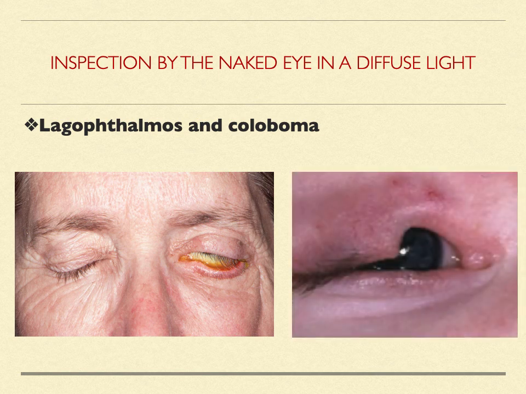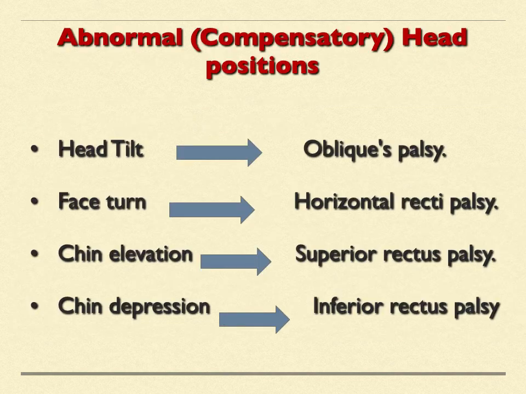Or sometimes he's closing the eye completely, but still the eye is not covered. Why? Because there's a defect in the lid, a congenital coloboma. Part of the lid is missing, so we have to notice this patient, and even inspection alone can give you the diagnosis.